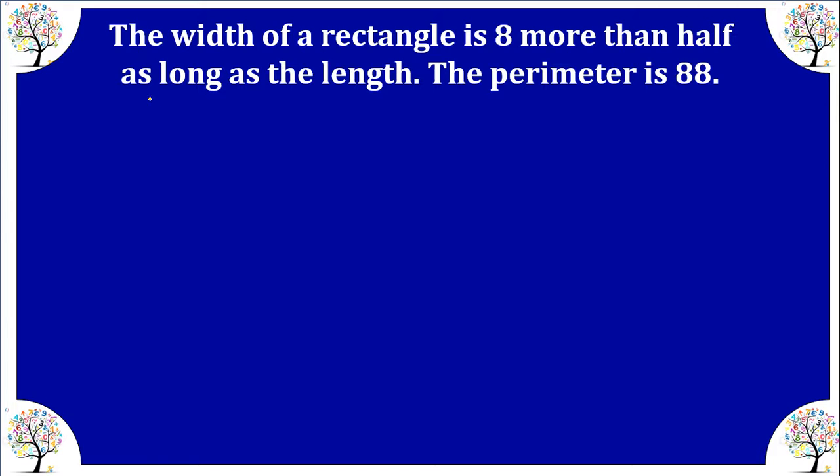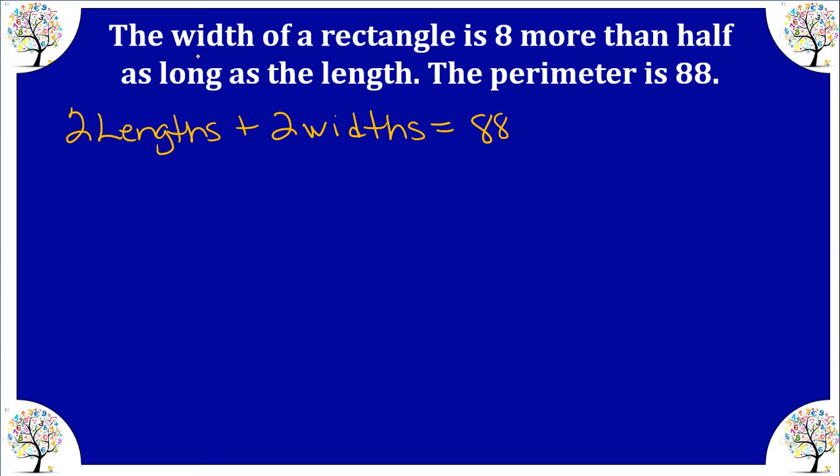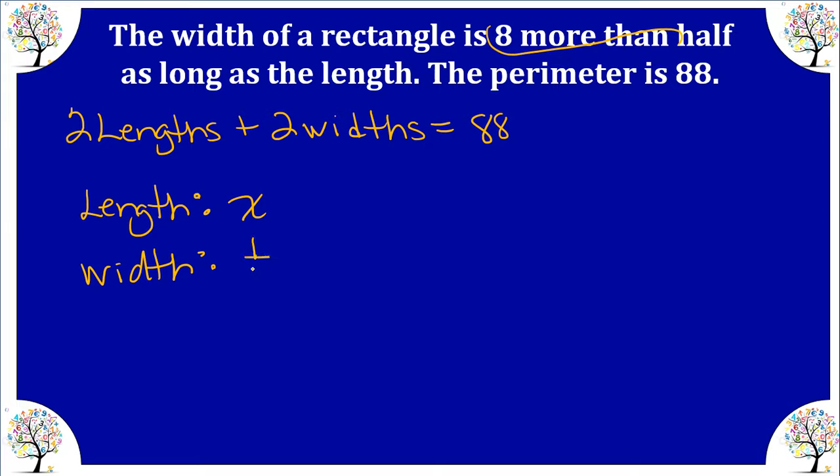The width of a rectangle is 8 more than half as long as the length. The perimeter is 88. So our formula is 2 lengths plus 2 widths of a rectangle gives us the perimeter, which is 88. We know something about the width, but we know nothing about the length. So let's let length be x. And now we're going to take the x and create an expression to represent width. The width of a rectangle is 8 more than half the length.